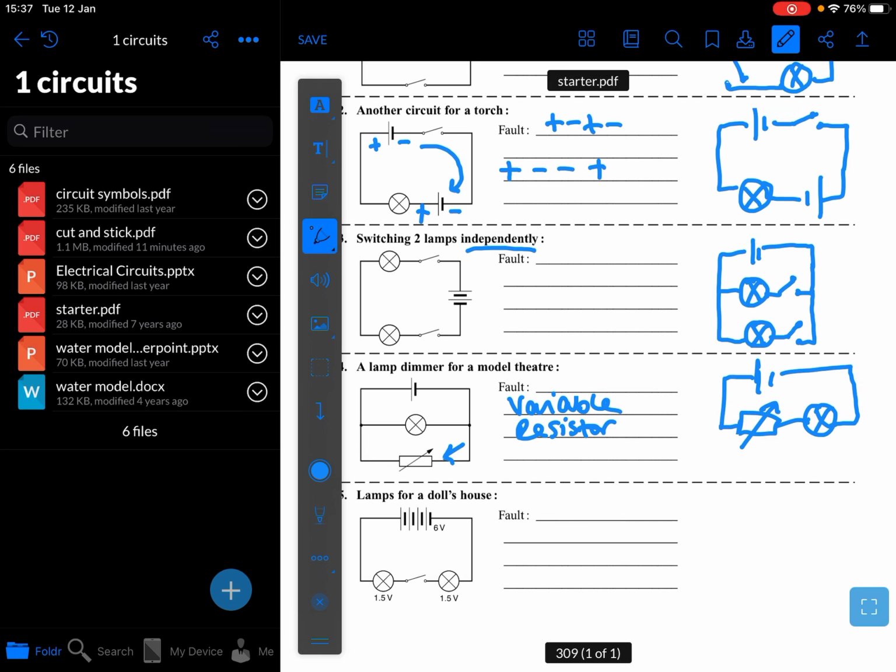Okay, and the final circuit, lamps for a doll's house. So I'm looking at the circuit, doesn't look too bad, but I'm noticing that this time they've given me numbers. And you can see that the batteries are able to input 6 volts, whereas the light bulbs only take 1.5 volts each, so a total of 3 volts. That means basically it's going to be too much energy and that circuit will blow. So you either want to put some more bulbs in to even it out, or perhaps get rid of some of the cells so that you only have 3 volts going in and 3 volts going out. Okay, hopefully that makes sense.